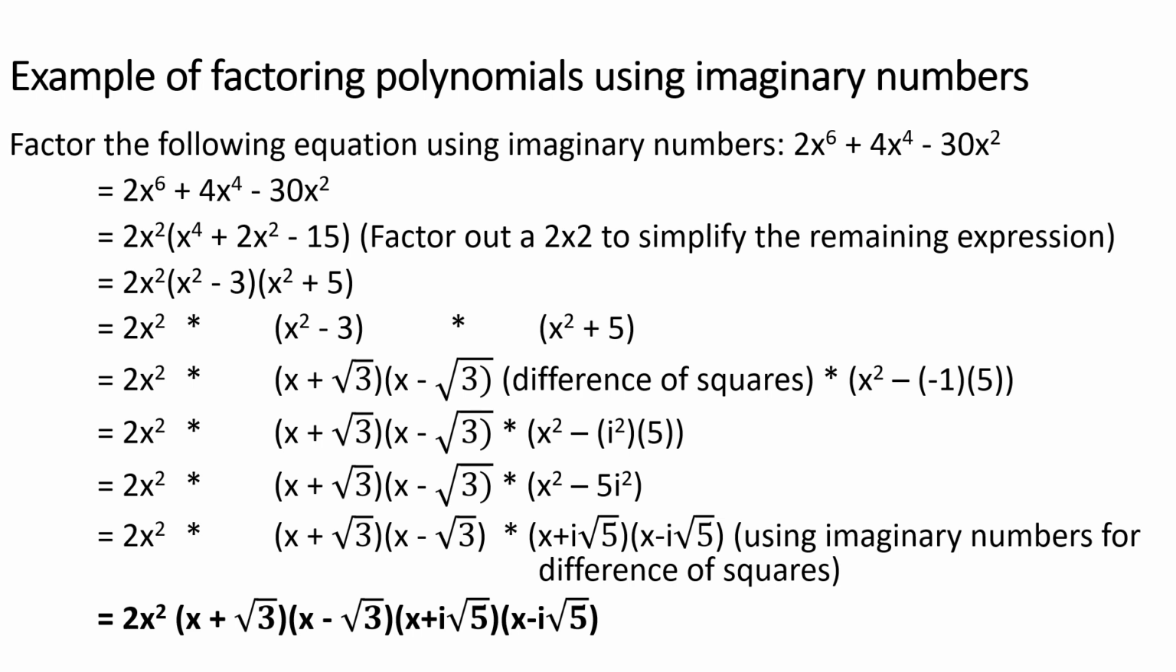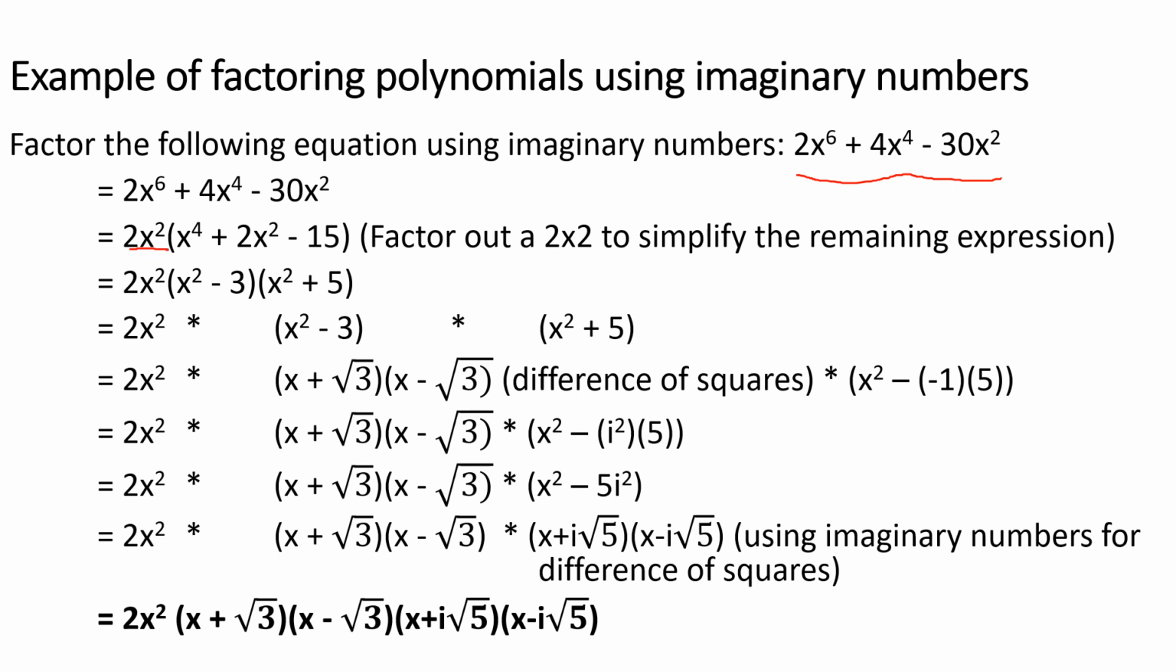Let's do one last one here. And this one looks a little hairy, but it really isn't that bad. I've got 2x to the 6 plus 4x to the fourth minus 30x squared. Well, the first thing I'm going to do is factor out a 2x squared. And that makes this a lot simpler.